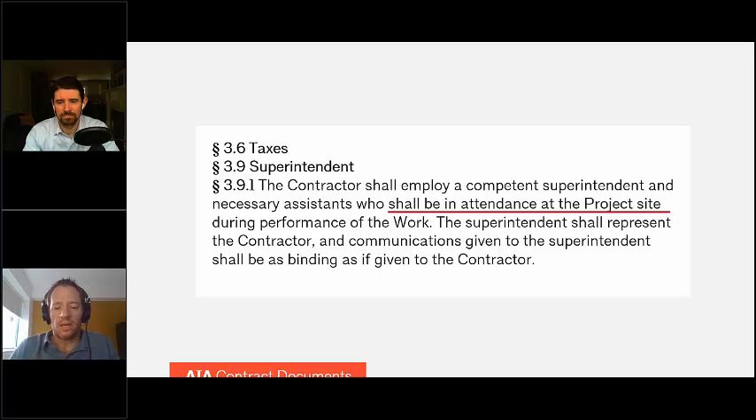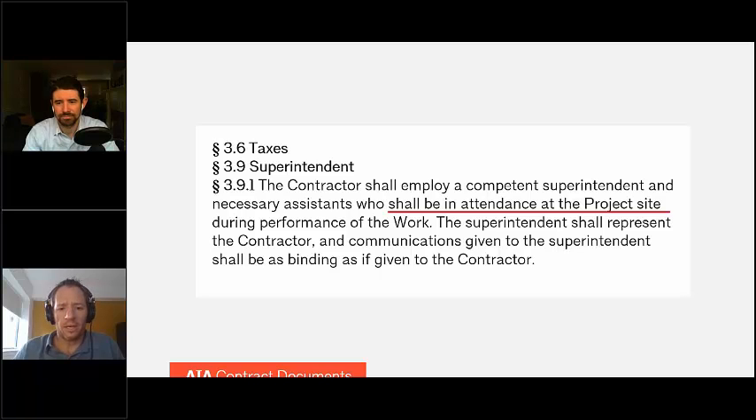So it's important to point out here that the communications referred to in this section involve the type of communications that relate to the activities at the site. The superintendent is not going to be authorized to agree to changes in the work or otherwise change the contractual arrangement between the owner and the contractor. That's the role of the contractor's authorized representative, who should be identified in the owner-contractor agreement. So if you are using the A101, A102, or A103, the contractor's authorized representative is going to be someone who is listed in those agreements, and it very likely is going to be someone who is different than the contractor's superintendent.